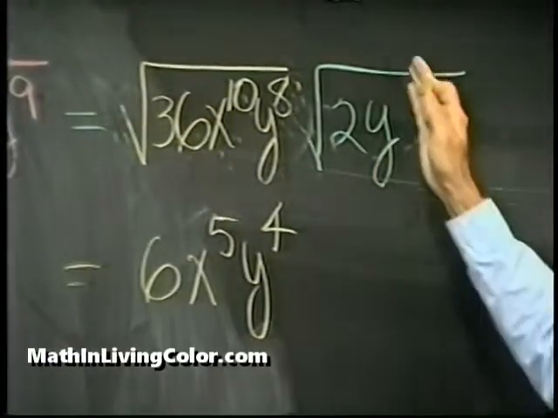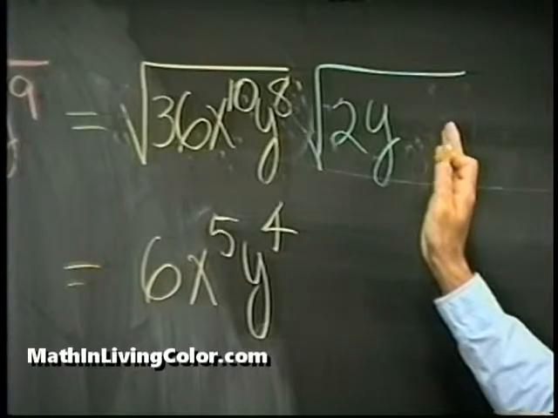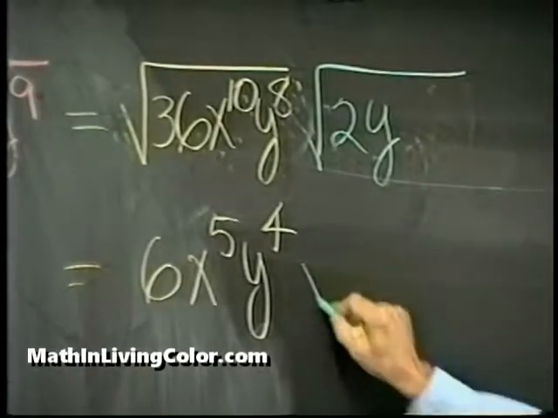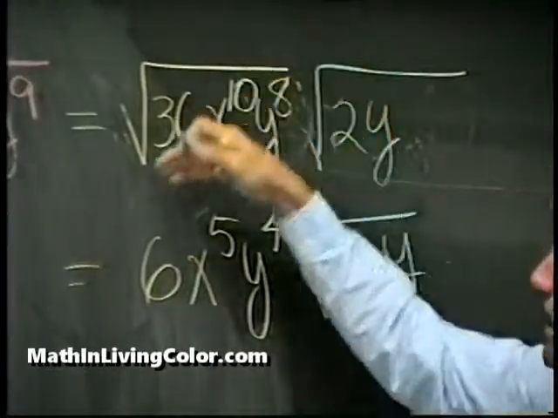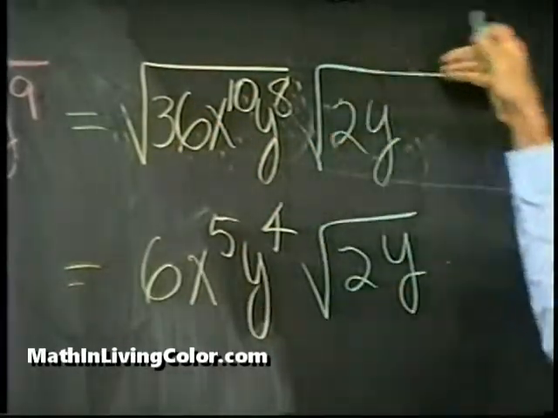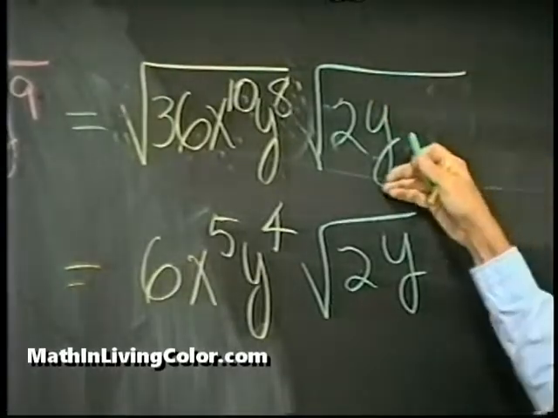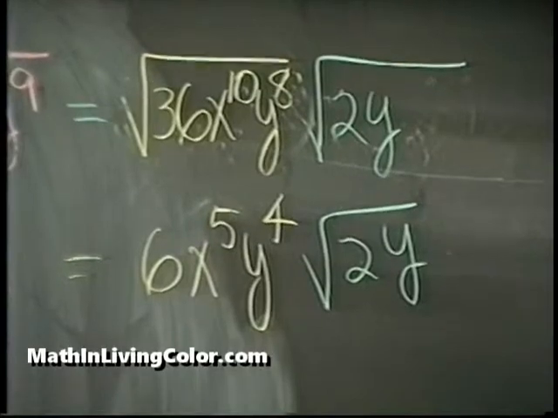You know what? There's nobody in here that can do anything with this, is there? So what do you do? 2y. Just leave it, the square root of 2y. So when you do the square root, you take away the square root sign. And what's left over would be the square root of 2y. Okay, any questions on that? Yes? All right. What's the 8, y minus the y?